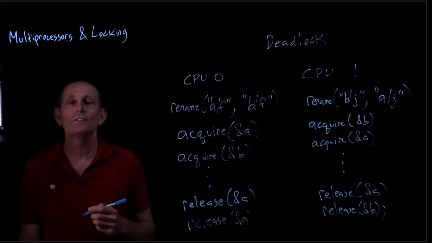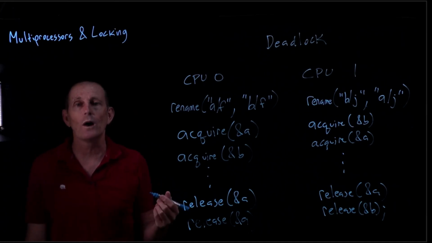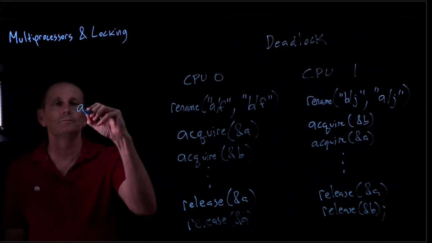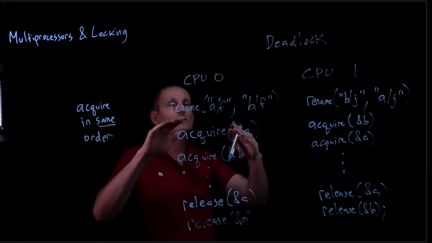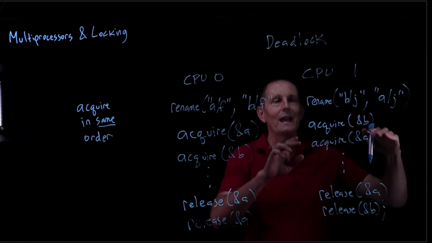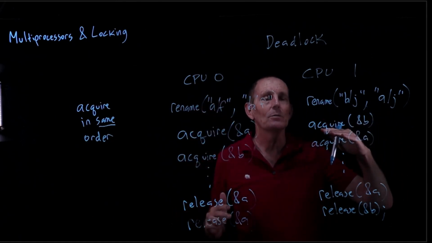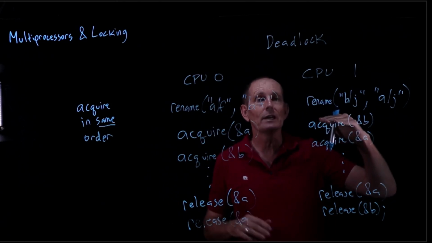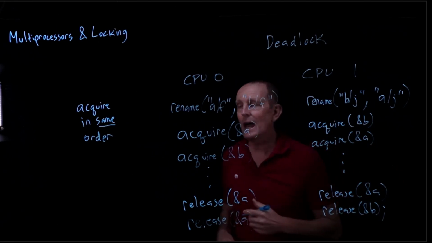One way to deal with this is ensure that all of the threads try and acquire the locks in the same order. Right, if we do it in the same order, then if CPU 0 tries to acquire A and B in that order, and CPU 1 tries to acquire A and B in that order, then whichever one gets A first is going to be able to continue. And then the other one will have to wait for them to go through to the end of their critical section and release A. So that can work.